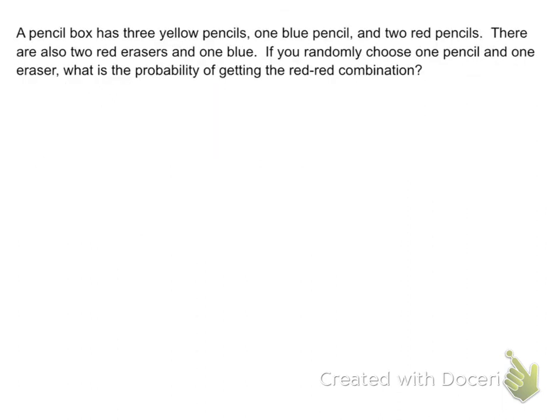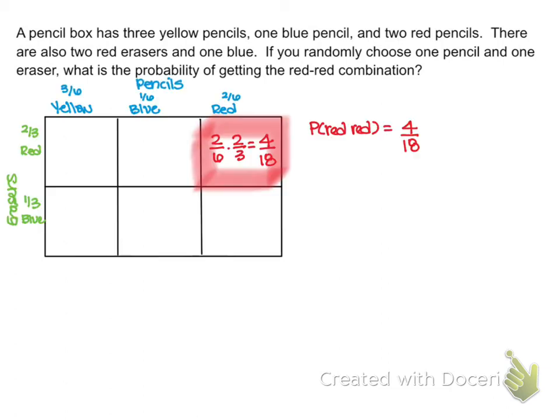Okay, moving on. Same idea. Give the question a try. See if you can set it up. Come back, check your answer.